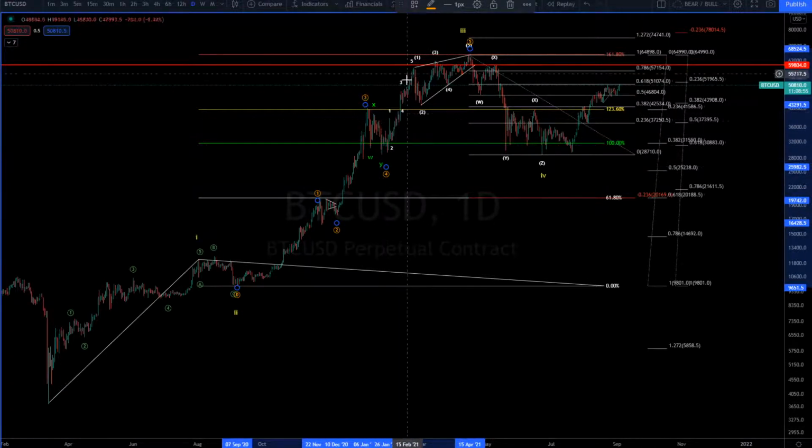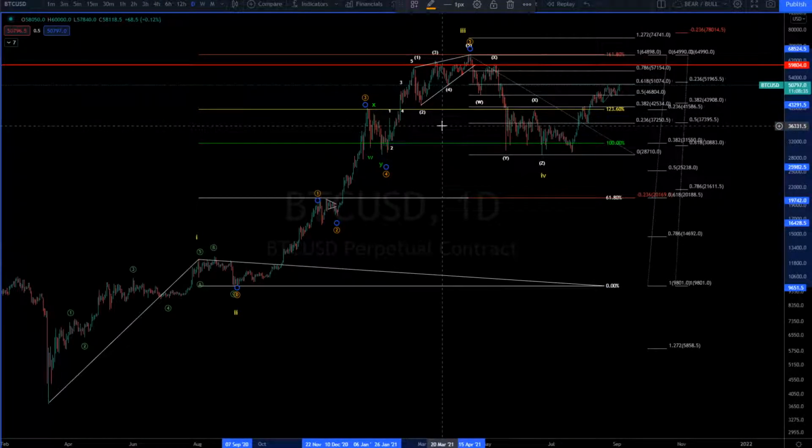So we've got a 1, 2, 3, 4, 5 into a 1, 2, 3, 4, 5. Ending diagonals can look like this. Wave 3 is short, but it's not shorter than wave 5. Wave 1 is the longest. Wave 3 can be shorter than wave 1 or wave 5, but wave 3 can't be the shortest, and in this case, it's not. So this looks good.